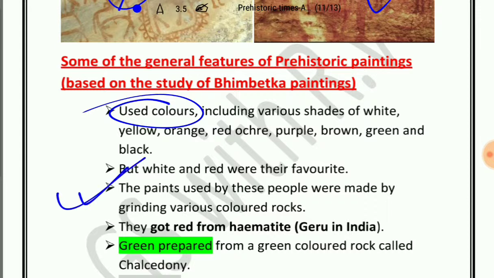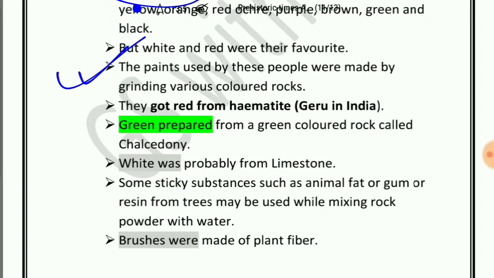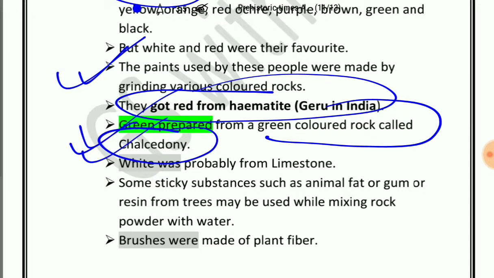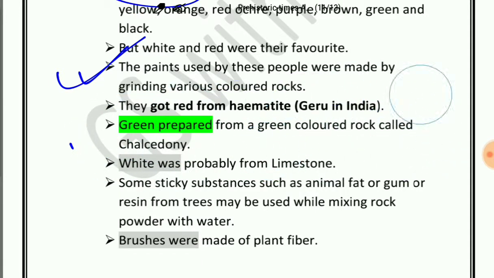How did they create paints or colors? They ground colored rocks and got a color. The red color they got from hematite, and they got green from a green colored rock called chalcedony. So it is important that they got red color from hematite and green color from chalcedony. White was very probably the favorite color after red, and it was most probably obtained from limestone.